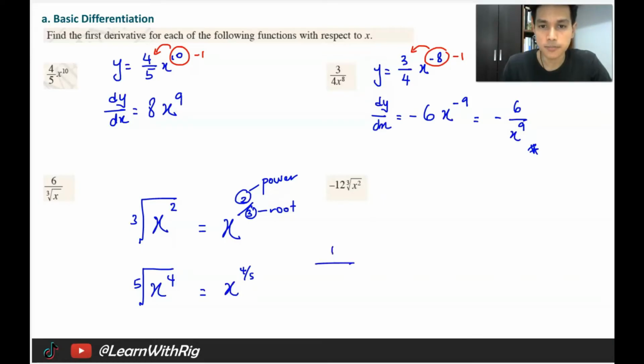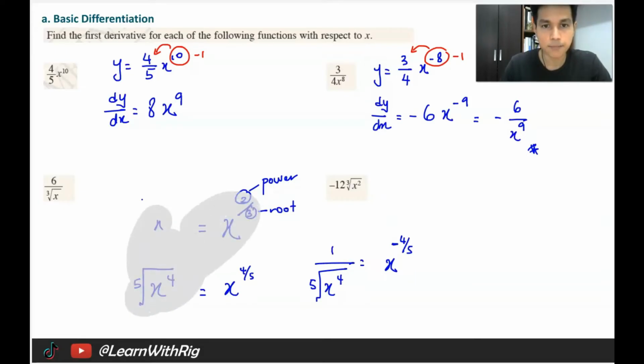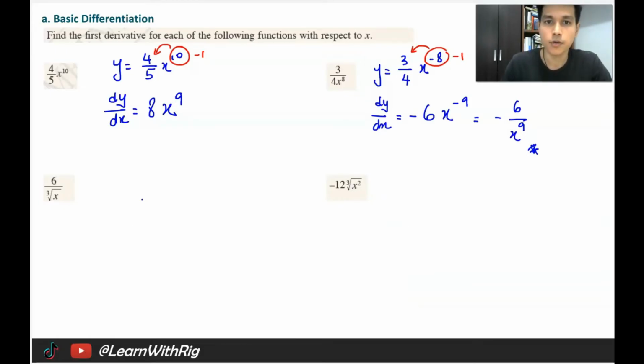What if it's at the bottom? If it's at the bottom, it becomes x power 4 over 5. Make sure you don't forget negative. Why? Because it's at the denominator. When you bring it up, you must have a negative here. So that's what we're going to do for this question. To bring it up, y equals 6x power, this one becomes x cube root, so it's 1 over 3. Now since you're bringing it up, it's going to be negative 1 over 3.